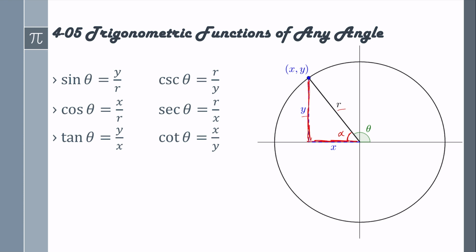Now you're saying, but that's alpha, not theta. But remember, with the unit circle, the symmetry. So because of the symmetry, it works for alpha and theta at the same time. If you want to find the radius and you know x and y, you can use the Pythagorean theorem to find the radius.